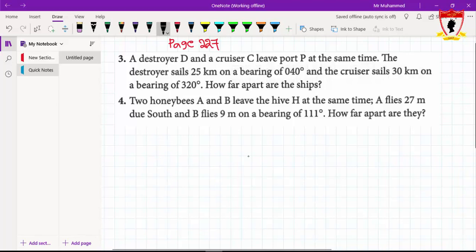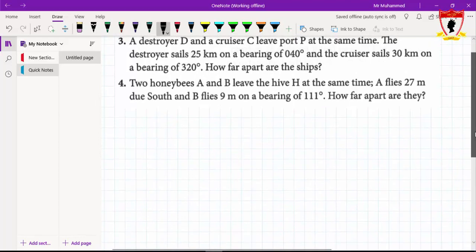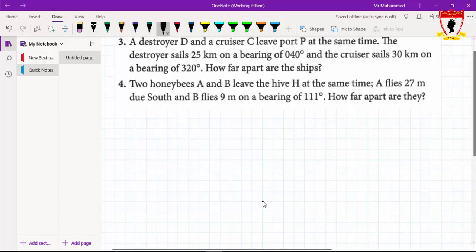The other ones, you can just, like the questions before, roughly draw something and state the angles that are given, the sides, then follow the question to find the missing side. Here, question 3, a destroyer D and a cruiser C leave port P at the same time. So port P is just one point. Let's say this point is the port P.